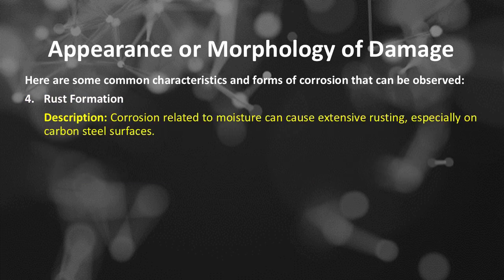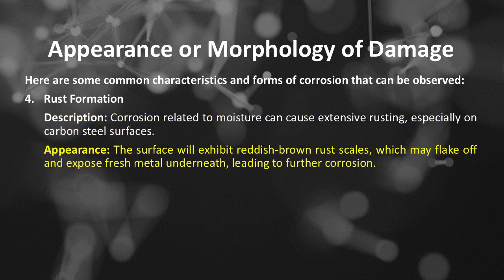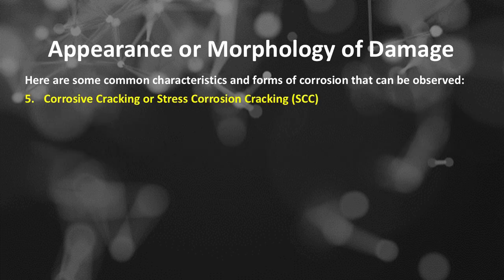Number 4 is rust formation. Rust formation description: corrosion related to moisture can cause extensive rusting, especially on carbon steel surfaces. Rust formation appearance: the surface will exhibit reddish-brown rust scales, which may flake off and expose fresh metal underneath, leading to further corrosion.